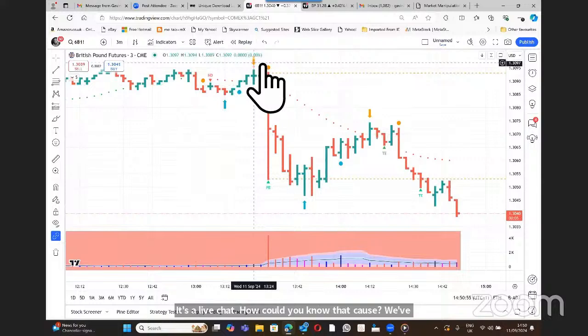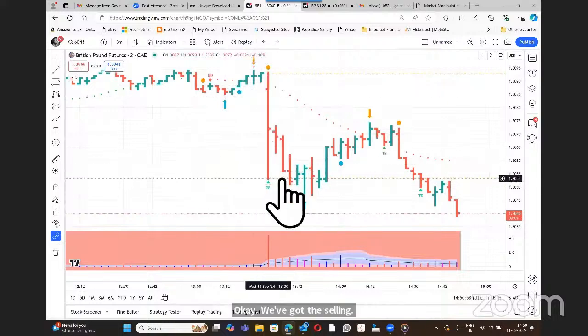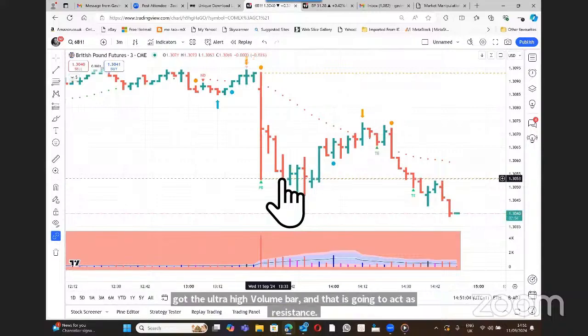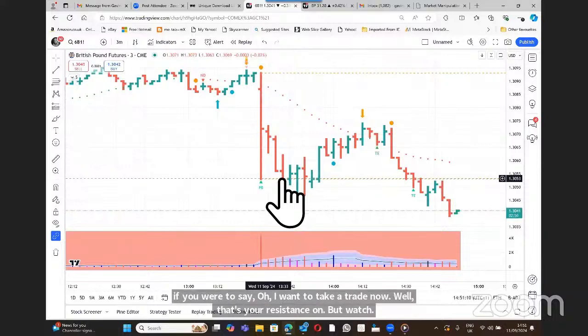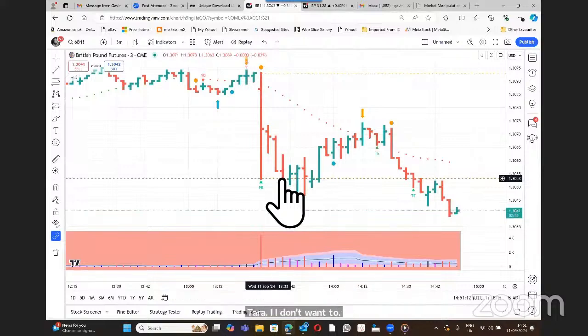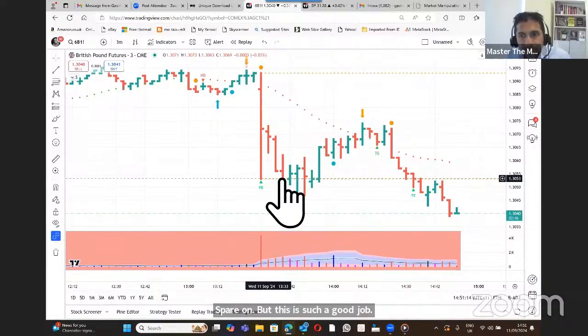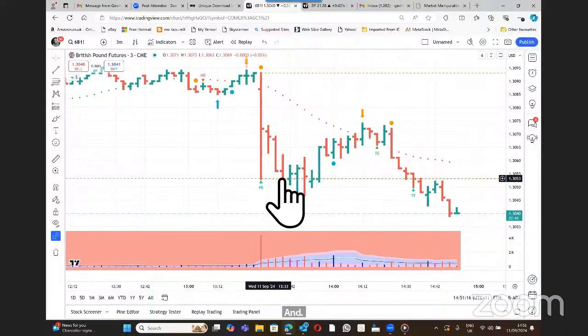Okay, we've got the selling, we've got the ultra high volume bar, and that is going to act as resistance. So if you were to say, oh, I want to take a trade now, well, that's your resistance line. But watch. Tiru, I don't want to spout on, but this is such a good chart. I've got a lot of emails coming in now, and Laura has too. She's on live chat.